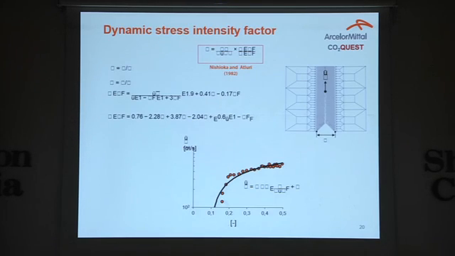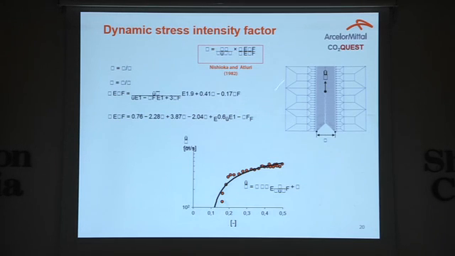So again, the formulas are missing. I think you have seen enough formulas in the presentations. Here we just calculated the crack propagation speed versus dynamic stress intensity factor. We use this to calibrate our model.